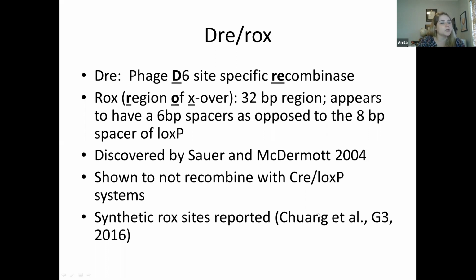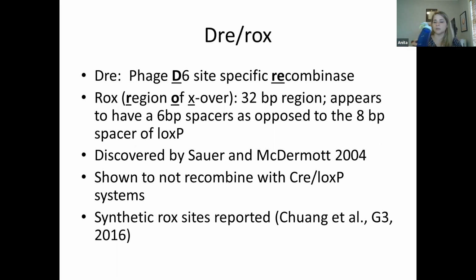More recently, I've only ever seen DRE and ROX combinations, but I think there has been a recent report that there are synthetic ROX sites, so you can have different ones such that you can start to use the kind of flex type of switch for DRE-ROX recombination.